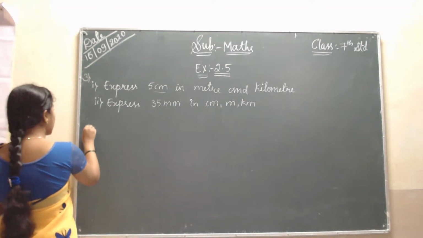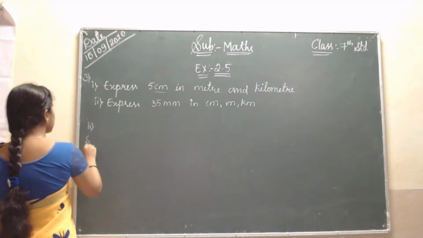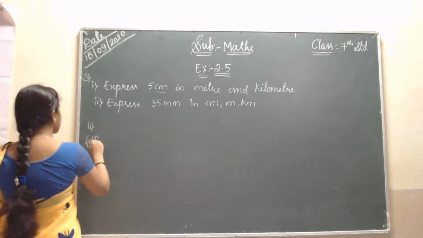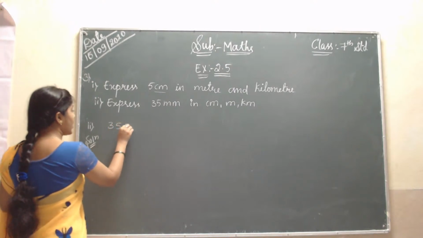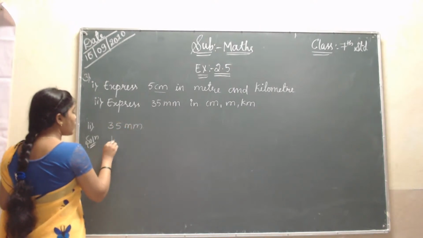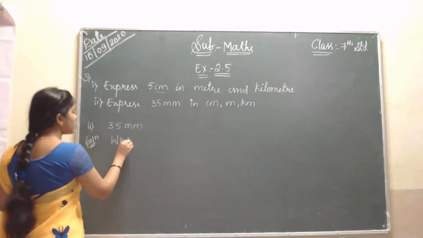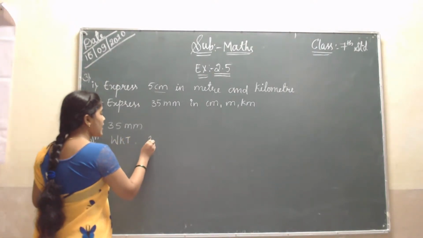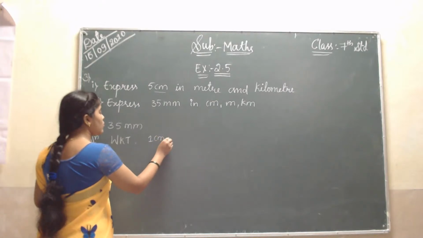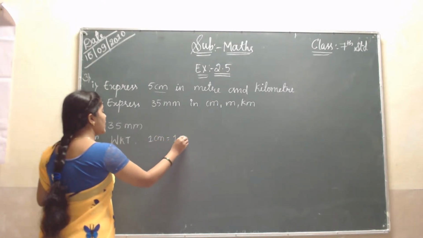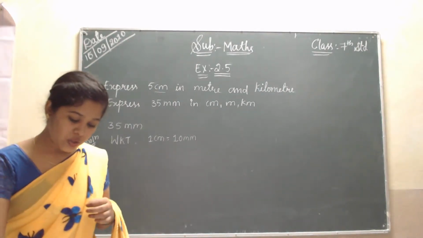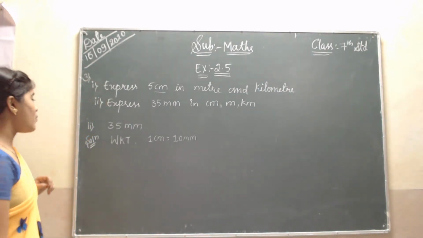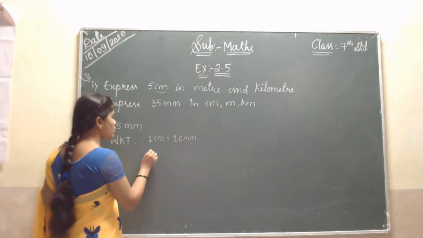Yes, second. Here, what is that? 35 millimeter. We know that 1 centimeter is equal to 10 millimeter. So we are converting millimeter into centimeter.